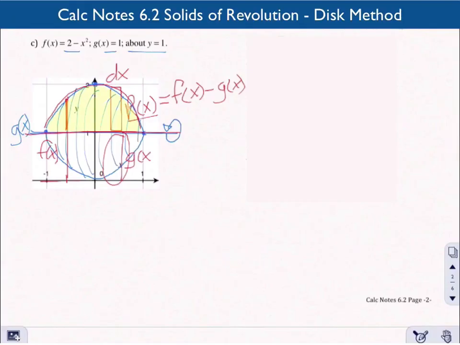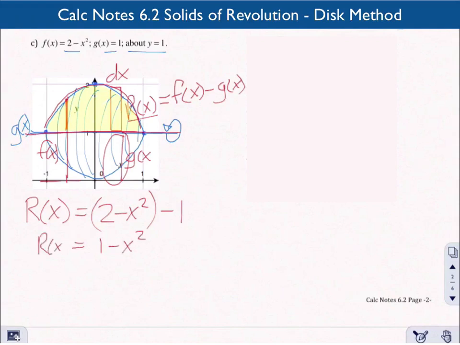So let's go ahead and find r of x here. So it is going to be f of x minus g of x. So f of x is 2 minus x squared, and then g of x is 1, so minus 1. And this is going to turn out to be 1 minus x squared. So here is our r of x. And now we can go ahead and find our volume.